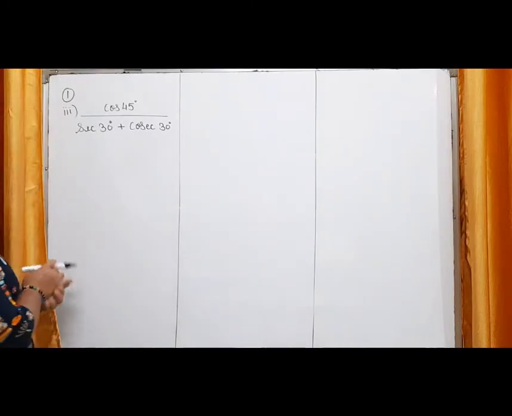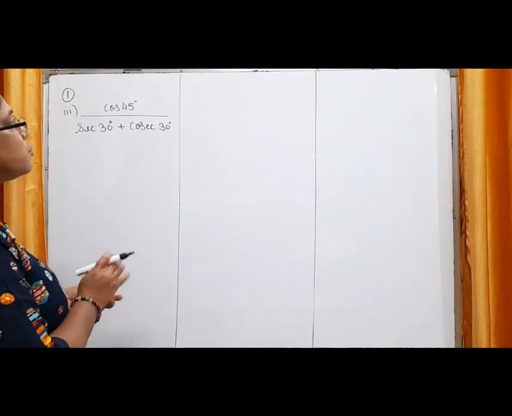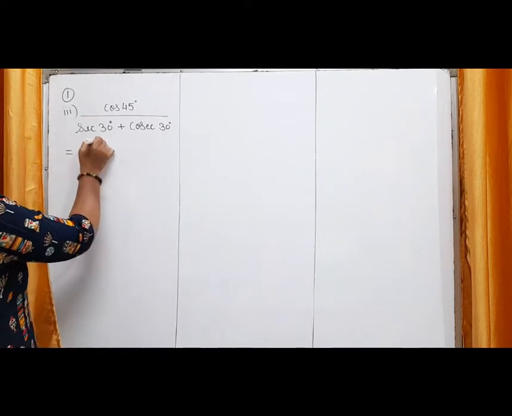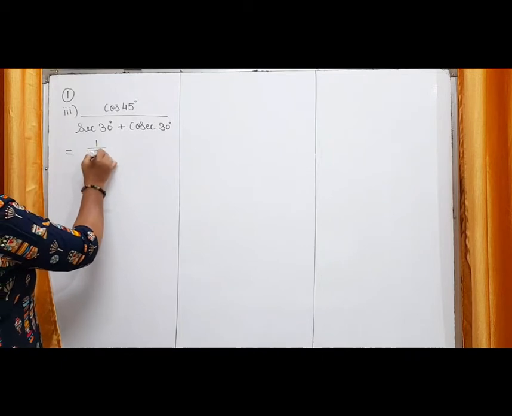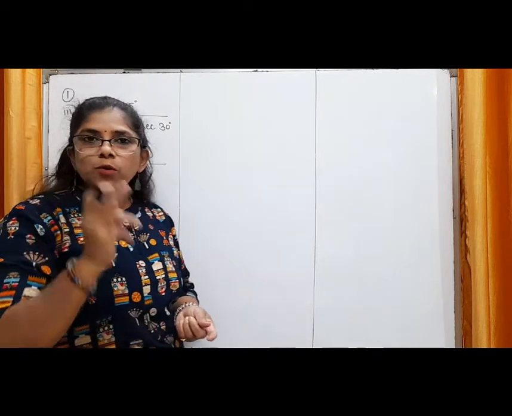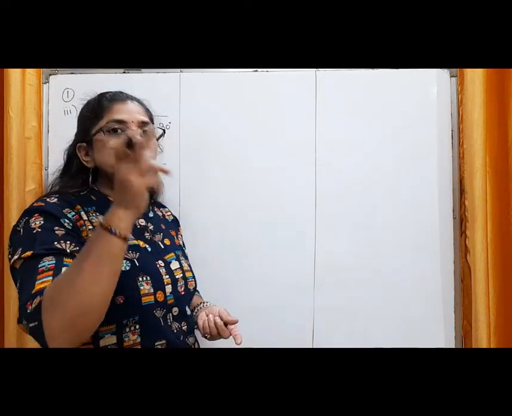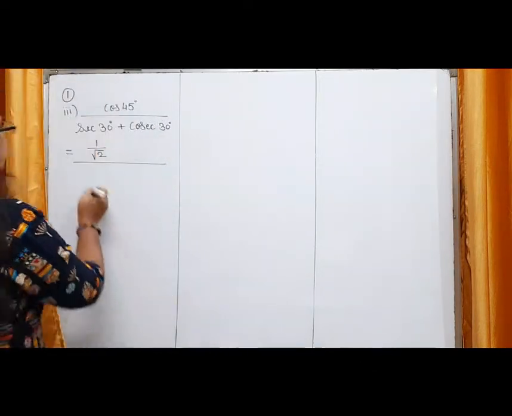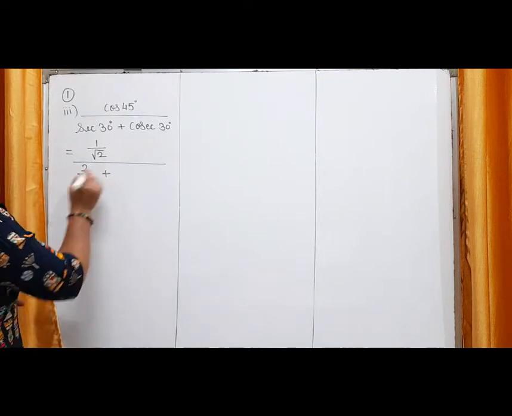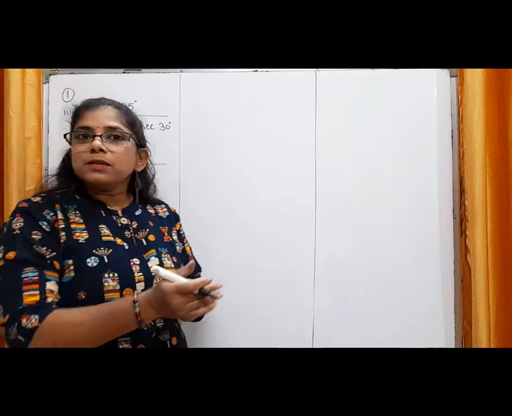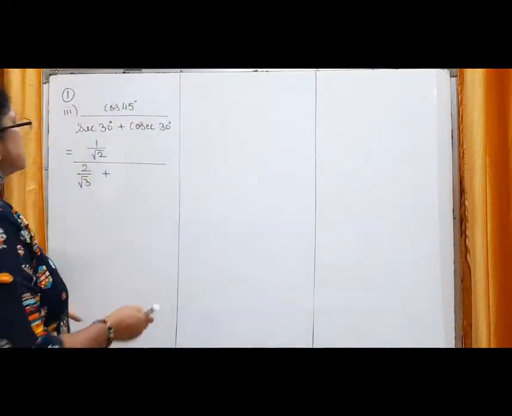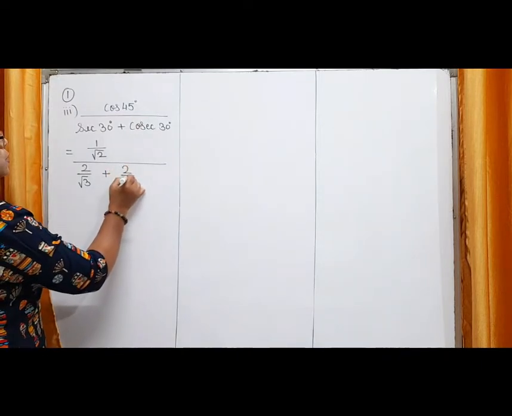Third sum: cos 45 upon sec 30 plus cosec 30. Cos 45 is 1 upon root 2. Sec 30 is the reciprocal of cos 30. Cos 30 is root 3 upon 2, so sec 30 is 2 upon root 3. Plus cosec 30. Cosec 30 is the reciprocal of sine 30. Sine 30 is 1 upon 2, so cosec 30 is 2 upon 1.